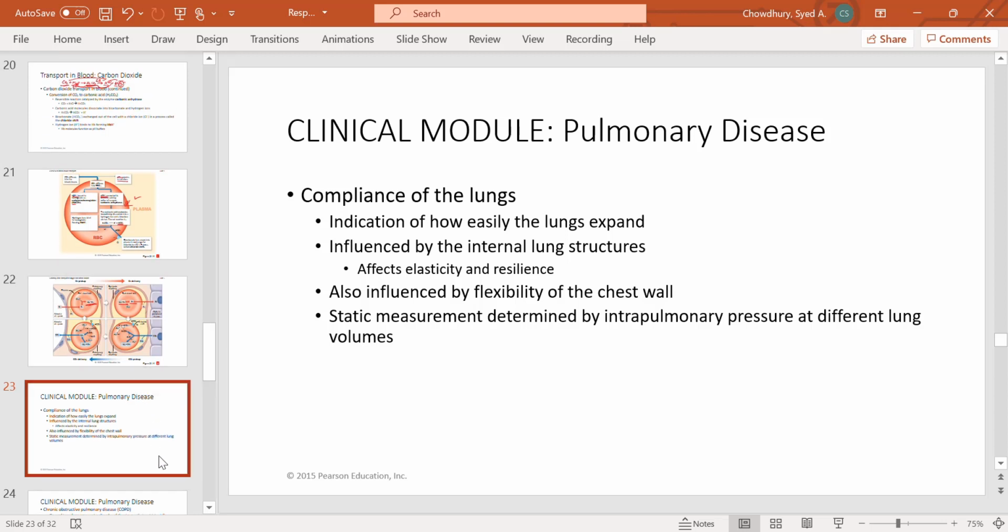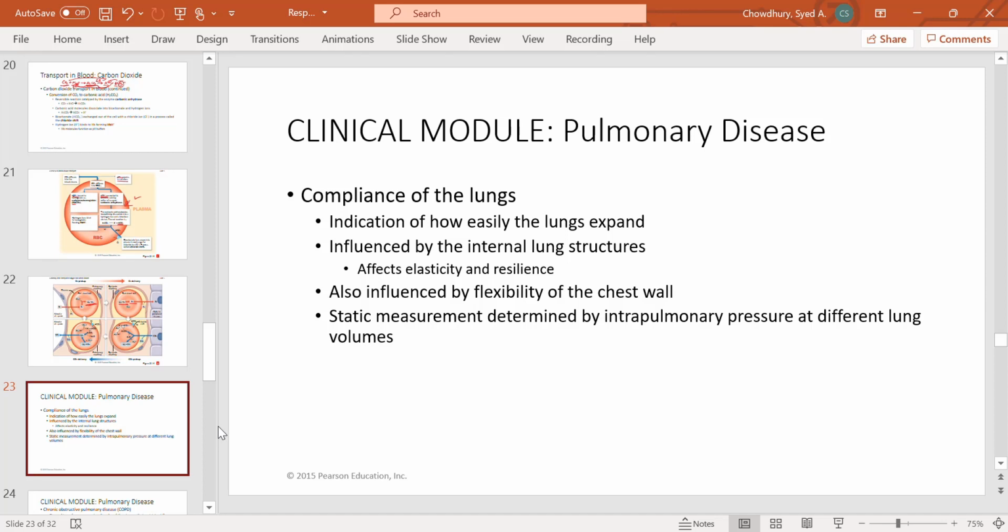Okay, now we'll talk about a few clinical conditions. Compliance of the lungs. It's the ability of your lung to expand. If the elasticity of your lung is more, that means your lung is healthy and the expansion will be more, right? So the ability of your lung to expand is the compliance.